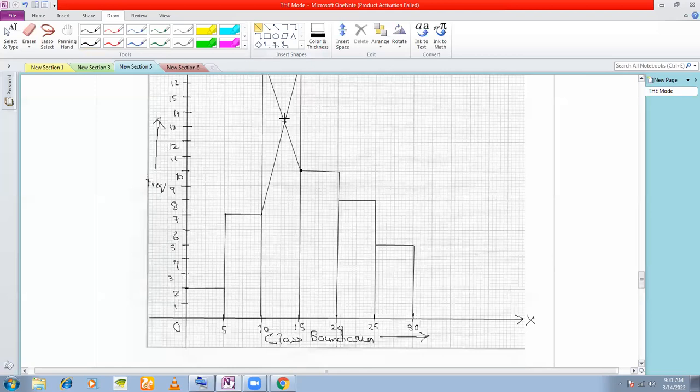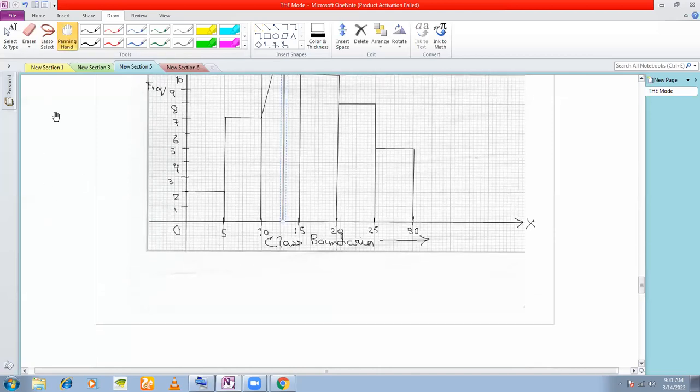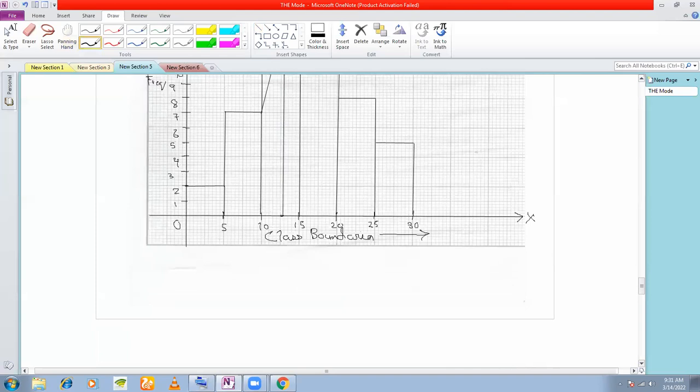And what do I do? Once I get this point of intersection, from this point of intersection, I draw a vertical line perpendicular on the x-axis. Okay, this is the perpendicular that I draw on the x-axis. This point on the x-axis will give us our mode. This is our mode.